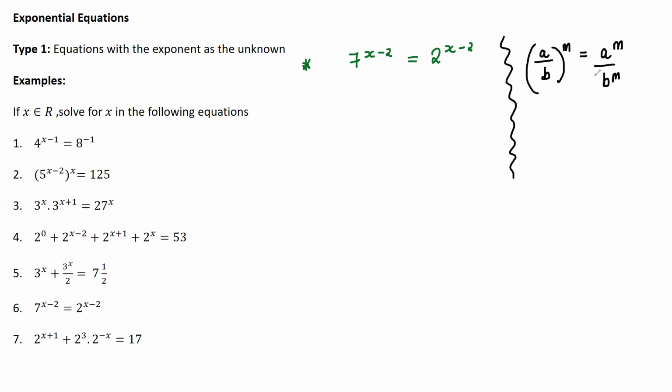So how do I handle this? Let me show you maths. I can divide both sides by 2 to the power x minus 2. Here I'll remain with 1.